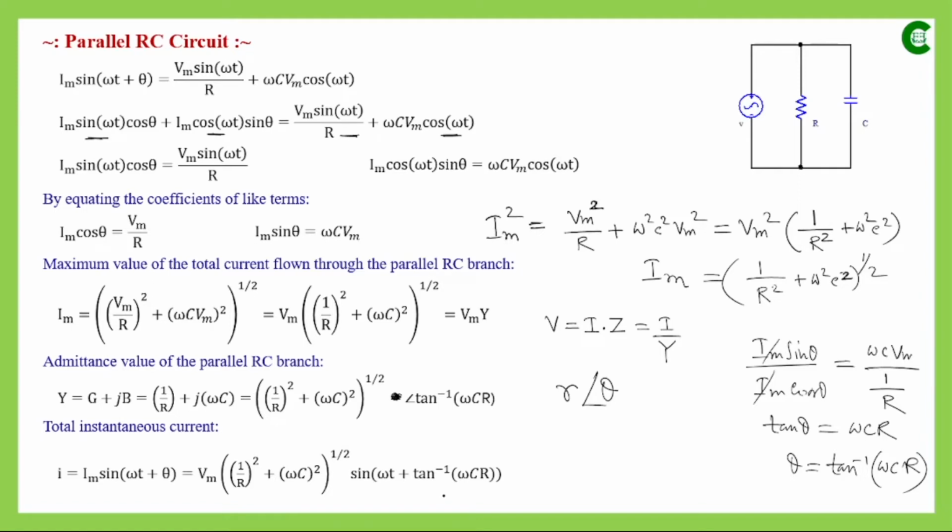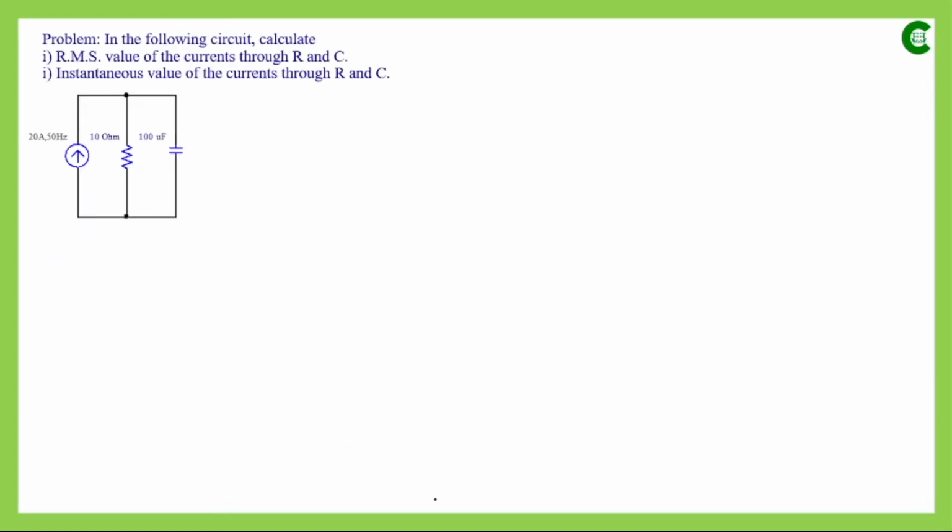So this is the way we can represent the instantaneous values of the branch currents, or also the total current, and also the phase angle between the net current, or total current, and the applied voltage. Next, we will solve a numerical based on a parallel RC circuit with the knowledge that we have already gained in this class.